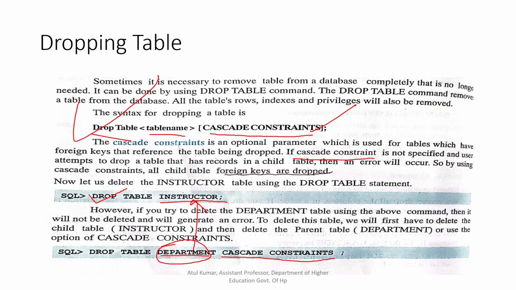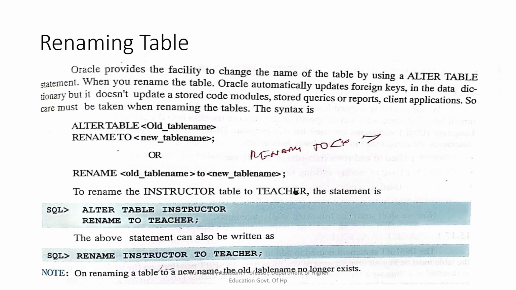as an option, and this means all the references that are given to this department table, or that are given by this department table to any other table, are dropped, and in this way we can drop this department table.